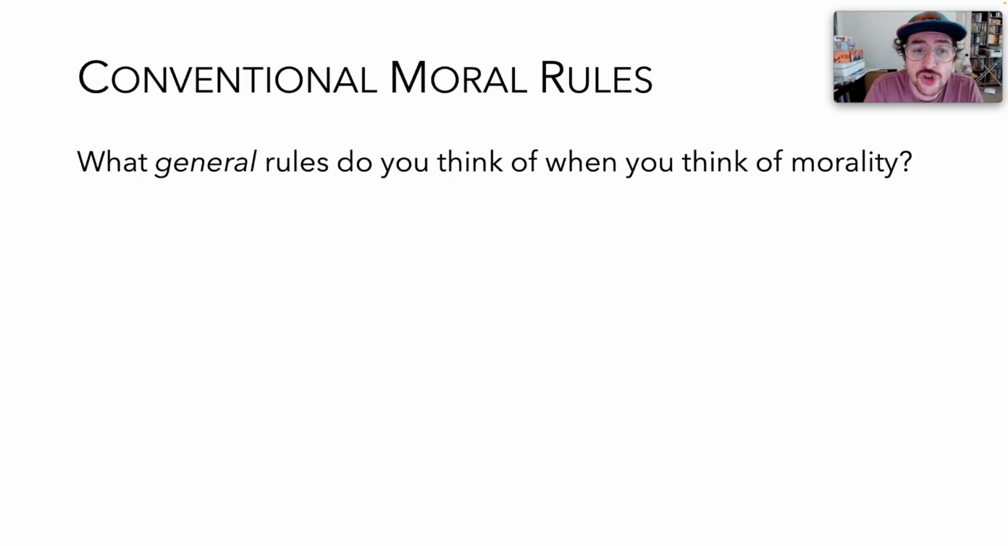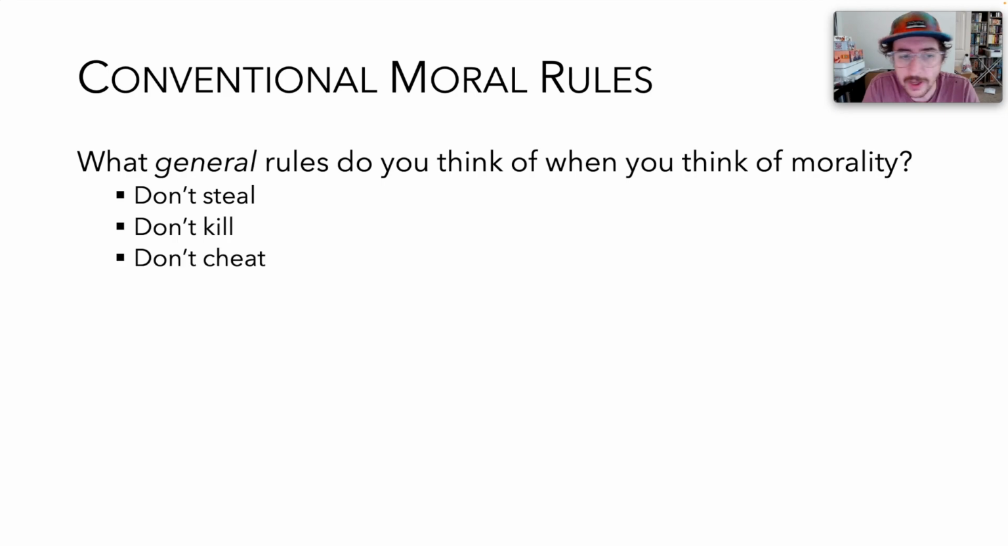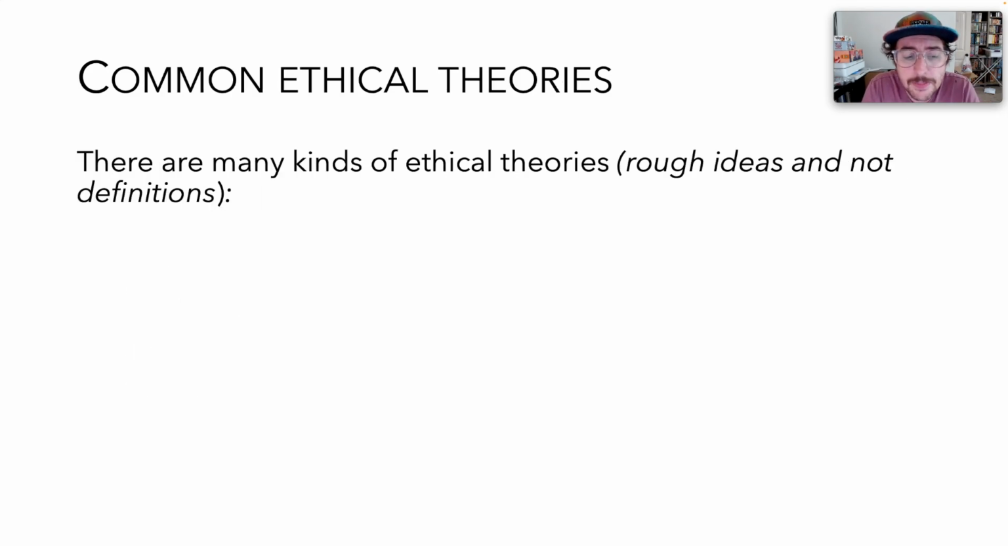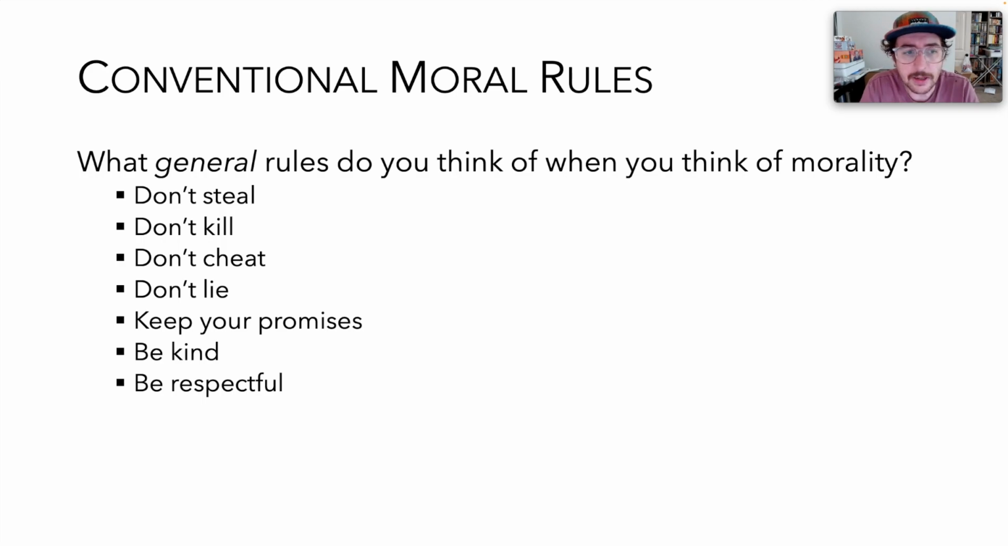What general rules do you think of when you think about morally right and morally wrong actions? Well, you might think of things like don't steal, don't kill, don't cheat, don't lie. Those actions are morally wrong. You might think you should keep your promises, be kind, be respectful. These actions seem to be morally right. And now, when we have these examples about conventional morality, we can start to ask, well, is there anything that the wrong actions seem to have in common and that the right actions seem to have in common? And that can help us come up with more general principles to explain why right actions would be right and wrong actions would be wrong.